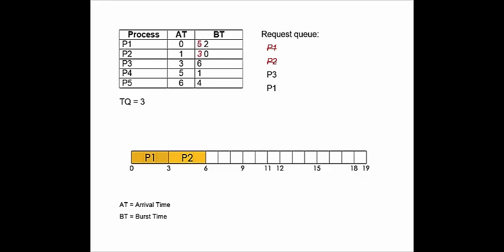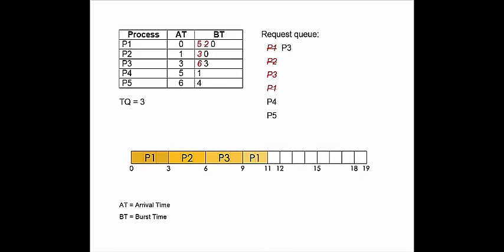And now the remaining time left for P2 is 0, so the process is completed and does not go back on queue. So within 6 seconds, we have P4 and P5 arriving in the CPU. So we put P4 and P5 in the request queue. Next in queue is P3. So we execute P3 from 6 to 9 seconds, which leaves P3 with the remaining time left of 3. Since P3 has not been completed fully, we put it back in queue to execute it another time.